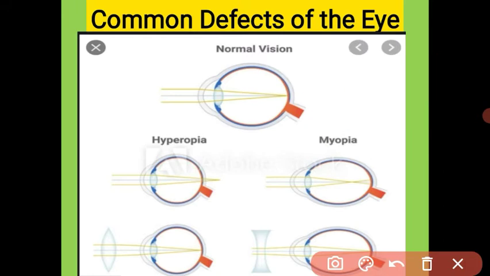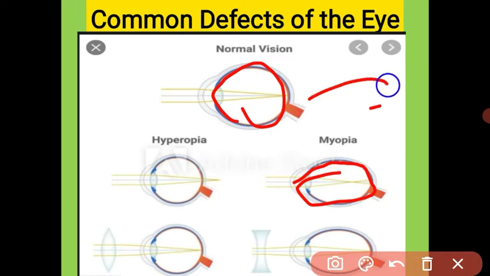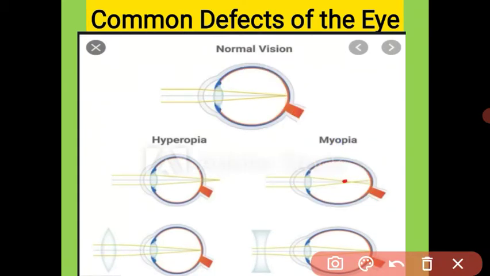What is the reason behind this condition? See student, this is the structure of our eyeball. But when the eyeball is elongated, lengthened from front to back, and the lens is too curved, the image is formed in front of the retina. This is the retina, and there is a yellow spot. In the normal vision, the image forms on the yellow spot, so we can see properly.